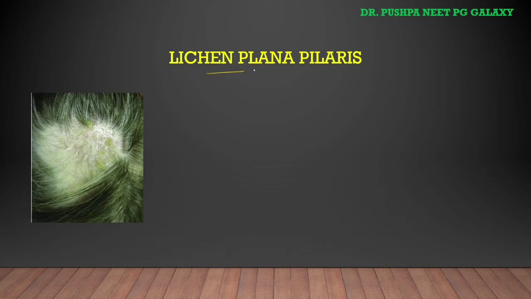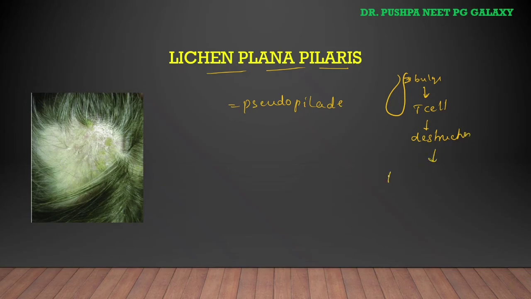Next one is lichen planopilaris. It is related to the hair follicle. It is also known as pseudopelade. In the hair follicle, there is the bulge. This bulge has the stem cells of the hair. This bulge acts as antigen. So there are T cells around the bulge, and the bulge gets hit by T cells, and there is destruction of the bulge, and there is permanent hair loss.